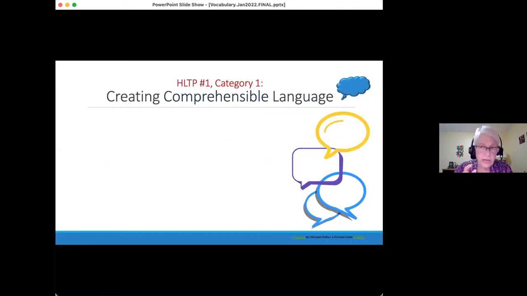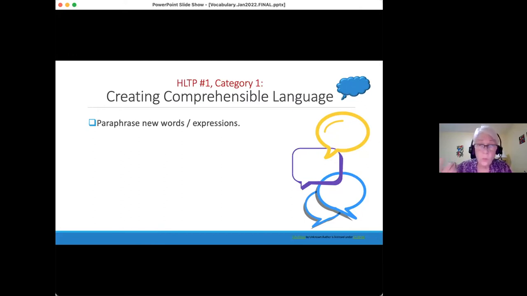So we're going to take a look at three categories of practices that are associated with High Leverage Teaching Practice number 1, facilitating target language comprehensibility, and some of what are referred to as the small grain practices. These are the strategies that you as teachers probably use on a regular basis, but want to make sure you're being very intentional about in your instruction for promoting vocabulary acquisition. So this first category is referred to as creating comprehensible language.